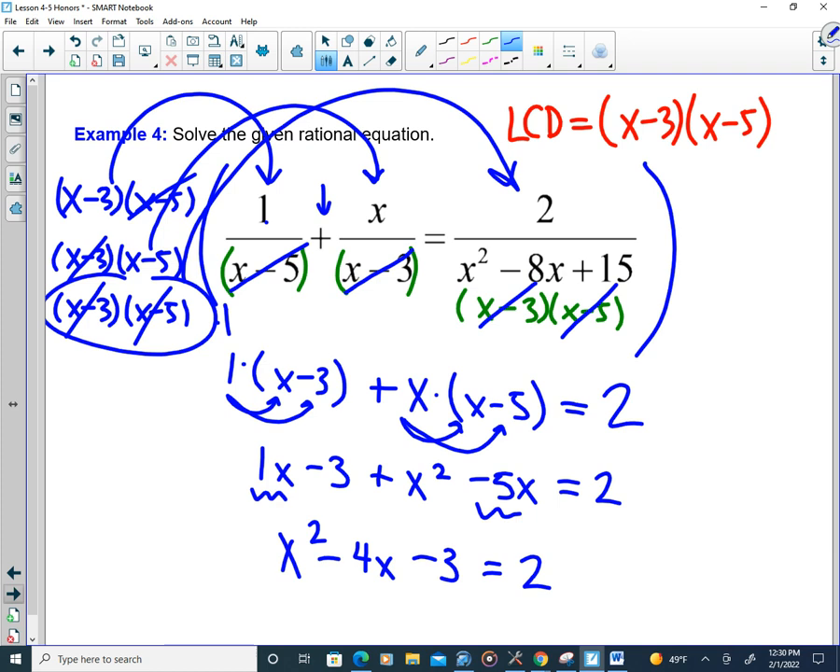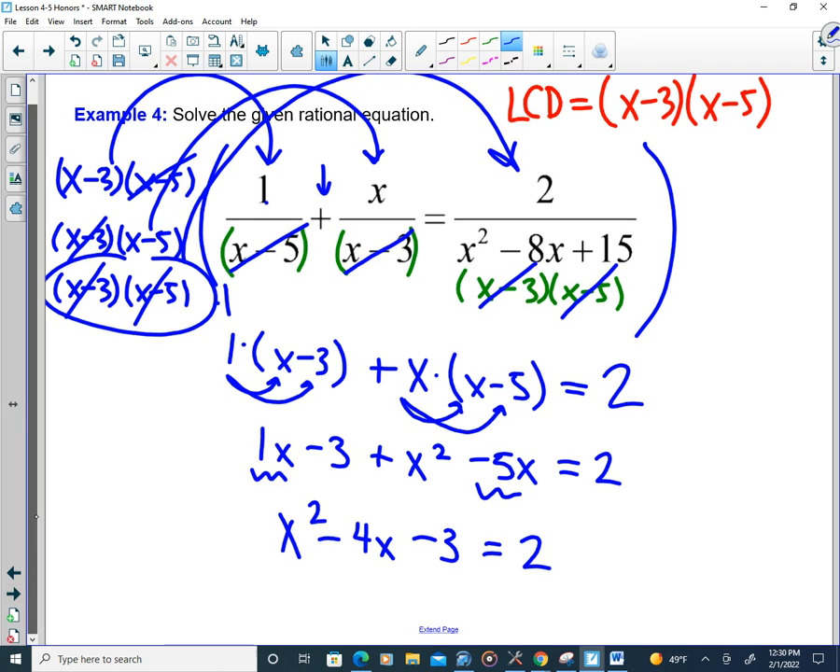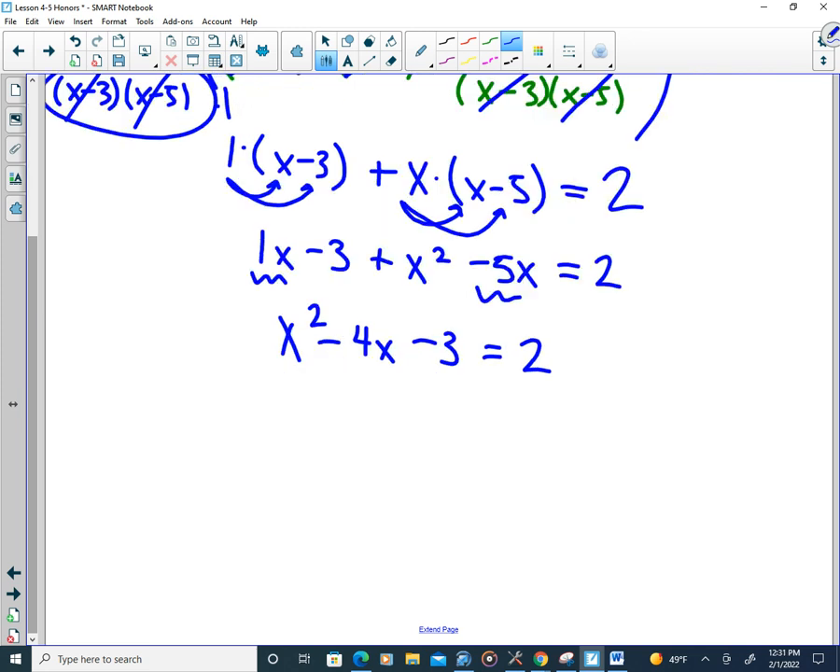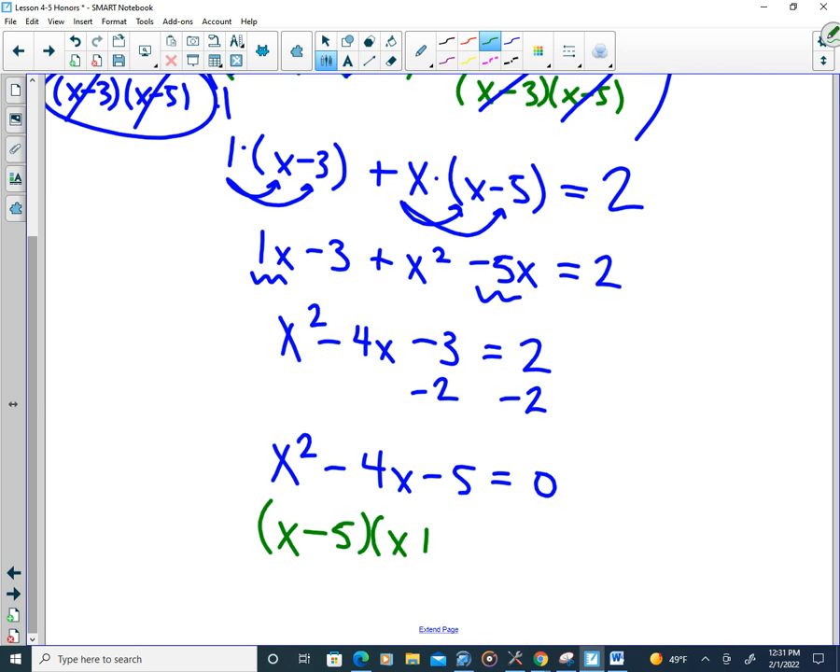So to solve a quadratic equation, you get all your terms on one side, and the other side equal to 0. Move all the terms so that your quadratic term is positive. So we're going to move the 2 to the other side. So we're going to subtract 2 on both sides. We'll get x squared minus 4x minus 5 is equal to 0. And then we can solve this by factoring. So this factors to x minus 5 times quantity x plus 1 equals 0.